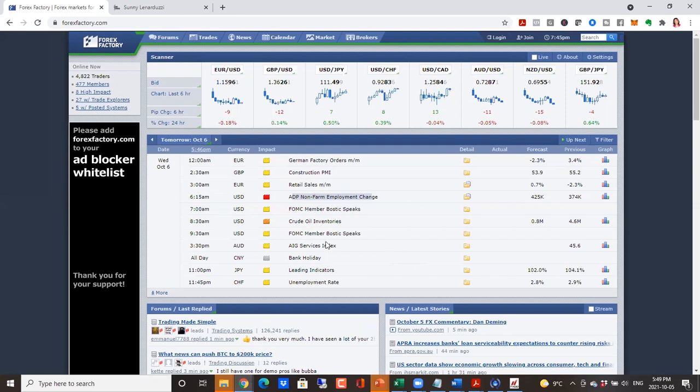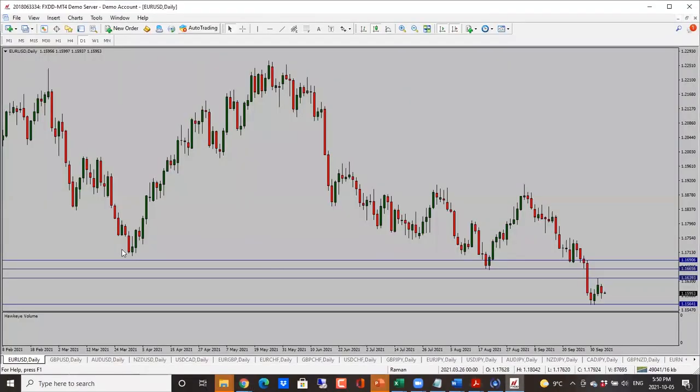Other than that, we have a couple of Fed members speaking. Crude oil inventories here. If there is a drawdown on the crude oil inventories, then we are expecting to see the price of oil go up, which means the Canadian dollar will benefit from that as well. And that is it for the news. So let's go on to our charts here.